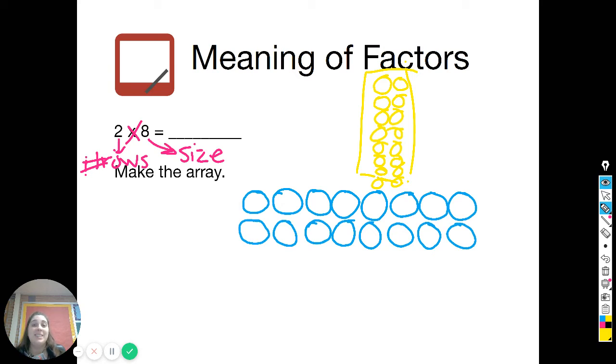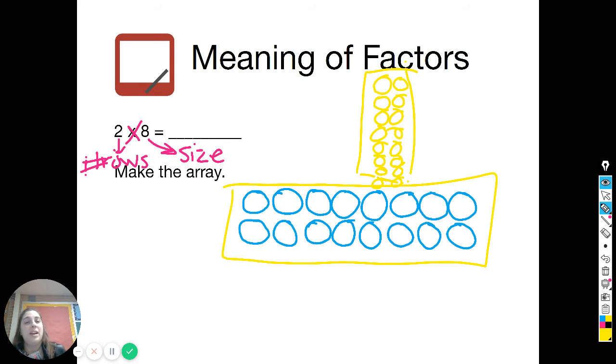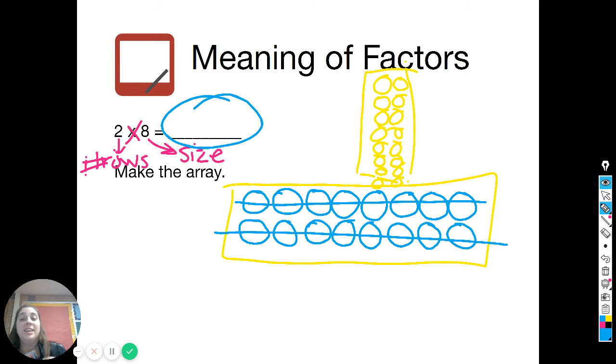So if you accidentally did it this way in yellow, you just have to tip your whiteboard to the side and then it'll look like this way here, okay? So you don't have to erase it and start over again. All right, so we have 2 rows of 8, which means each row has 8, and there's 2 of them, okay? Now we have to solve it.